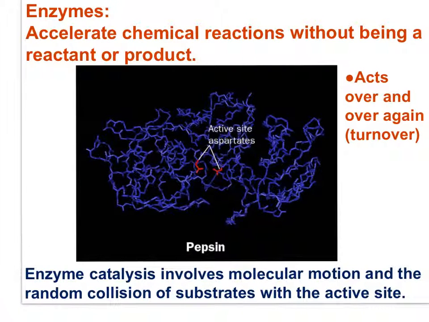Again, enzymes are globular proteins that accelerate chemical reactions without being a reactant or a product, without altering the free energy change of the reaction. Enzymes have an active site for binding the substrate, the molecule or molecules on which the enzymes act. We'll get into that active site, and the enzyme brings those molecules to the transition state where either bonds will form or bonds will break. Enzyme catalysis involves molecular motion and the random collision of substrates with the active site.